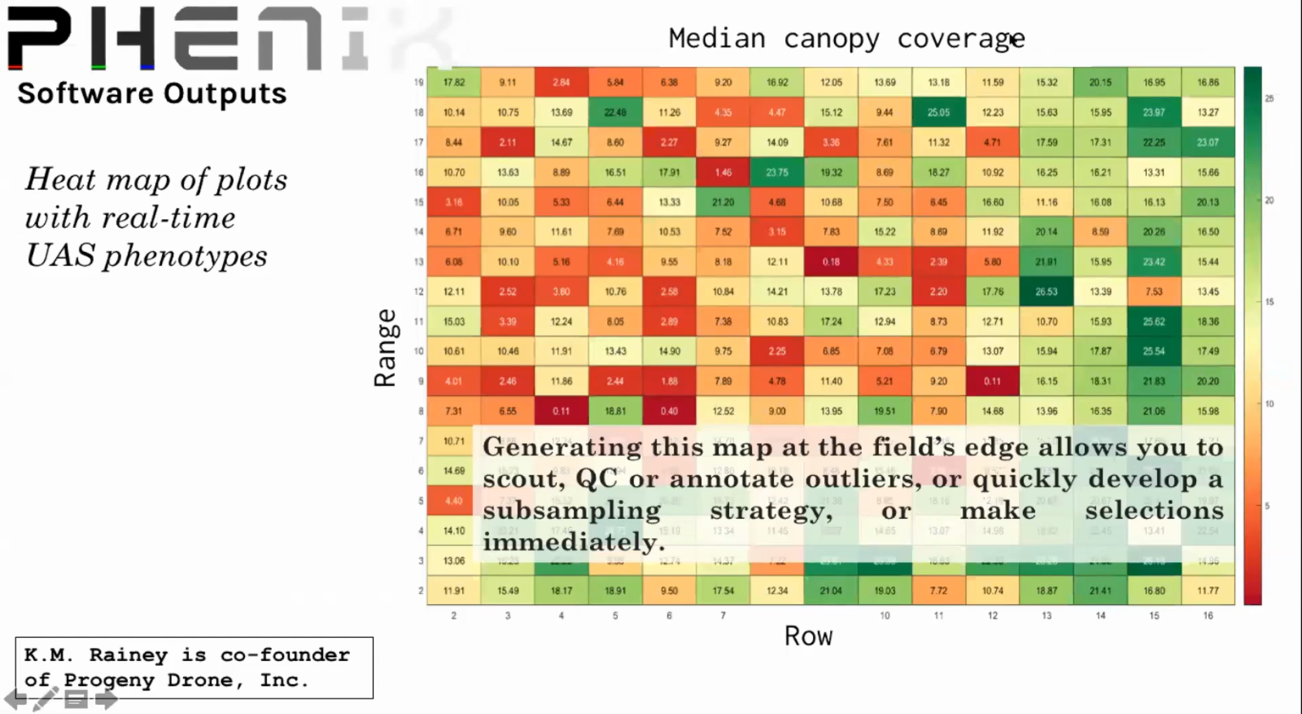This is an example of another output from Phoenix, which is a heat map with the sort of real-time UAS phenotypes. So you can generate this map, go all the way through to generating this map at the edge of the field if you wanted to, and you can go out and look at the plots that are maybe different, or again, come up with a subsampling strategy based on these data.